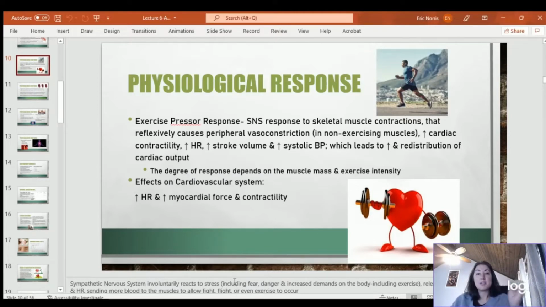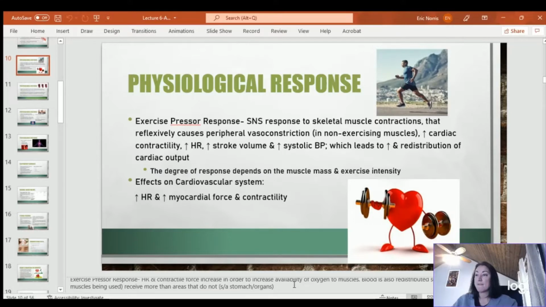So this same system is what acts in our fight or flight response, in response to fear, danger, and other increased demands on the body. And it can release hormones that increase your heart rate and your level of alertness, and sends more blood to those muscles so that you can either stay and fight or run away. So it's kind of the same thing that happens when we elicit the exercise pressor response. The same system is being elicited as the fight or flight response.